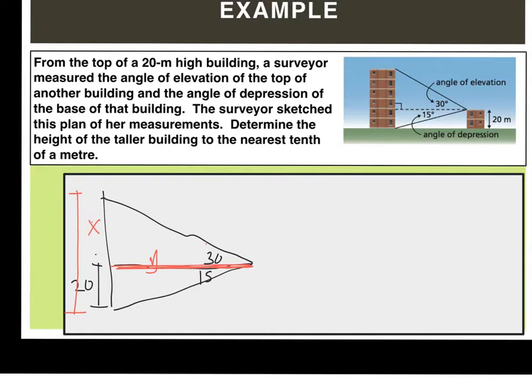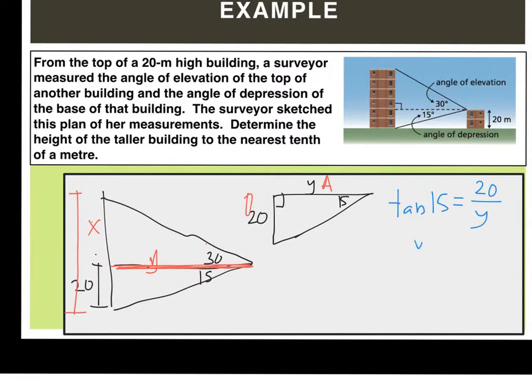Okay, so I have in my lower triangle, I'll just draw it out again. I have 20, I have 15, and I want Y. So what will I use? Opposite over adjacent. So I label my triangles, so I have O and A, and I just use opposite over adjacent, so I have tan 15 is 20 over Y. I divide. 20 divided by tan 15 is 74.6.